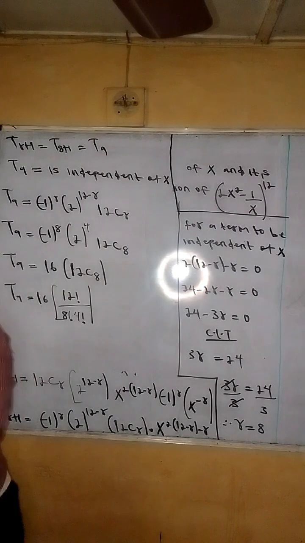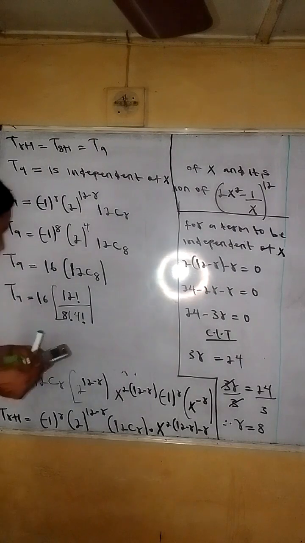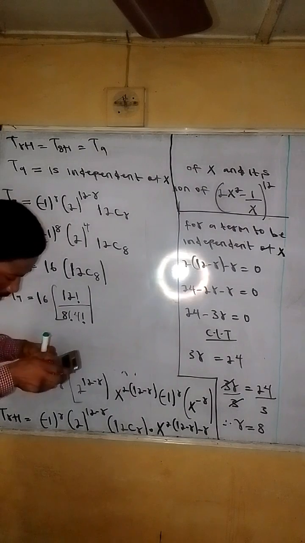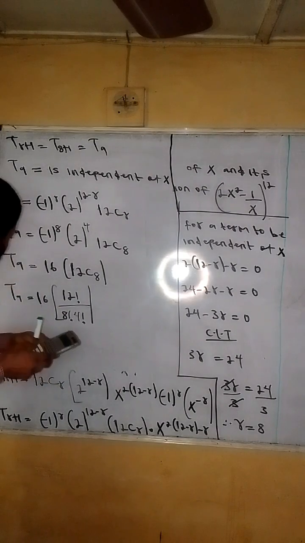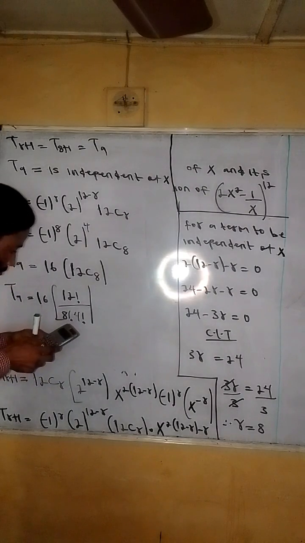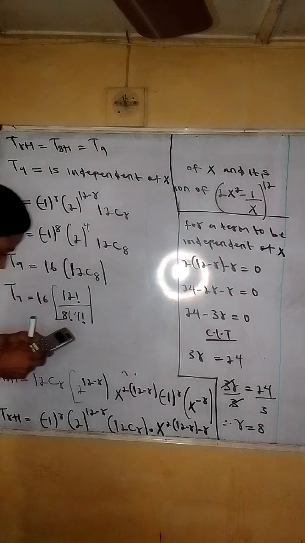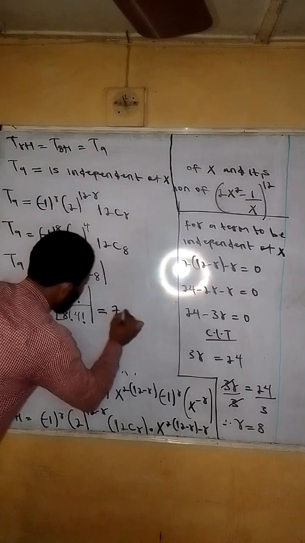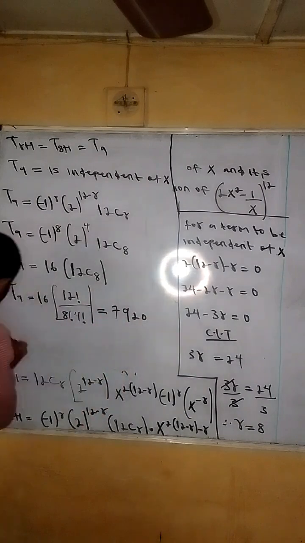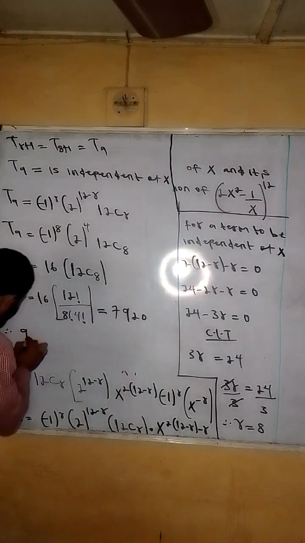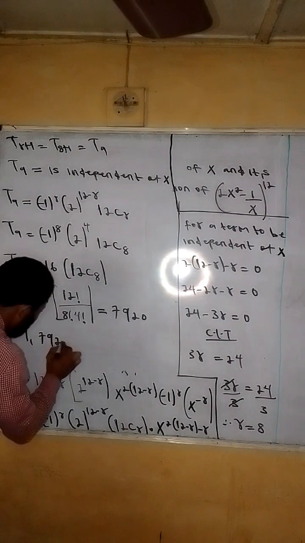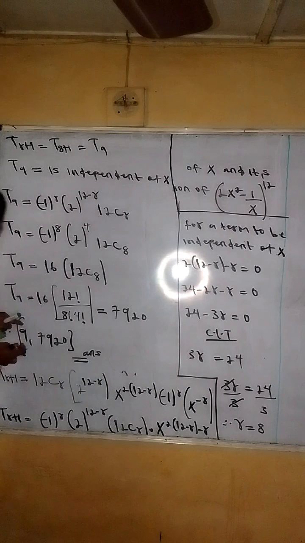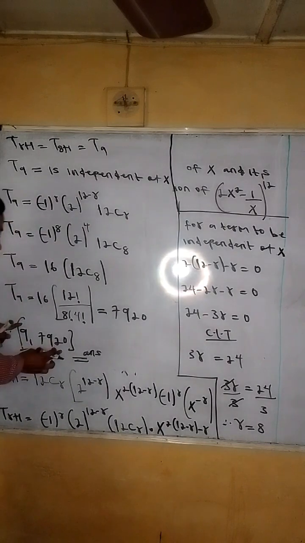Now, let me quickly punch this in my calculator to quickly have the answer I am looking for. Please pardon me. I just want to save my little time. So when you simplify this, we are going to have 7920. So our answer is: ladies and gentlemen, the ninth term is independent of s and the coefficient is 7920.